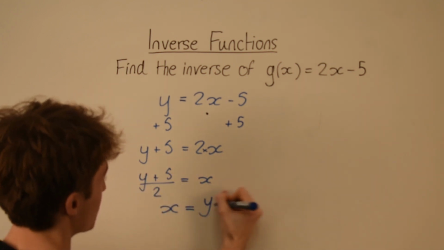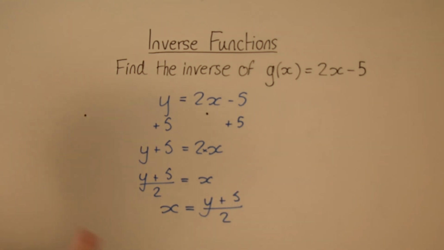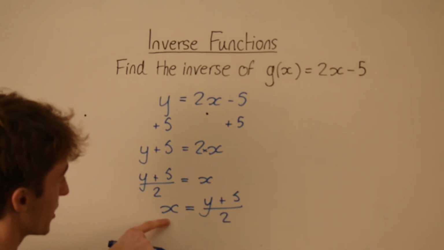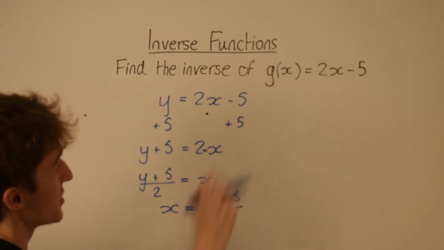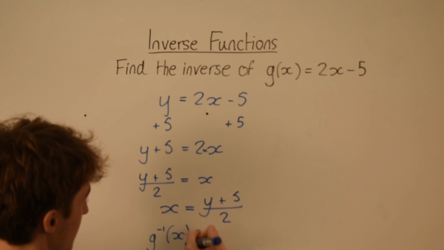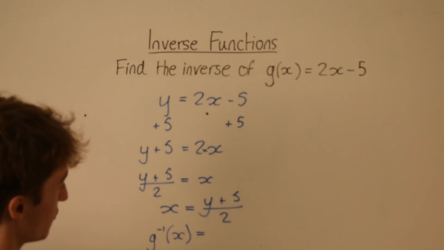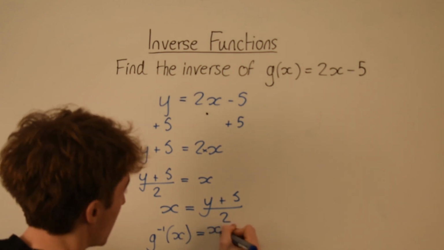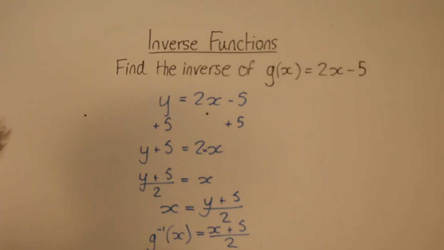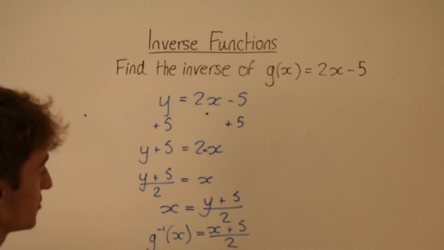So we're going to have x is equal to y plus 5 divided by 2. Now the last step is just to write this out again, but instead of writing x, we're going to write g inverse of x, because remember this is a g this time. So g inverse of x is equal to, and then just like before, instead of y, we're going to swap that for an x. So we're going to have x plus 5 divided by 2. And that is our inverse function. g of x is equal to x plus 5 divided by 2.